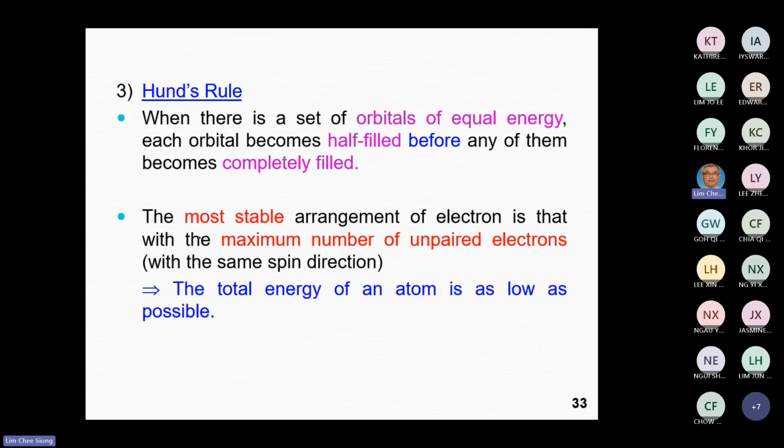Okay, Hund's rule. When there are orbitals of equal energy, this one refers to the same subshell, for example 3p, then we have electrons. Each orbital becomes half filled, half filled before any of them becomes completely filled. It means you must have 1, 2, 3, 4, 5, and 6. So if, let's say, the question comes up here, 1, 2, 3.